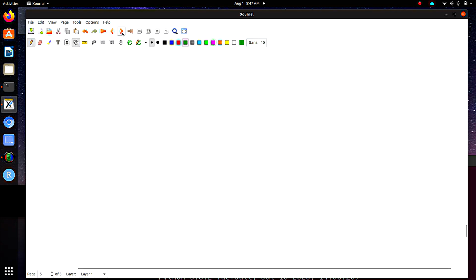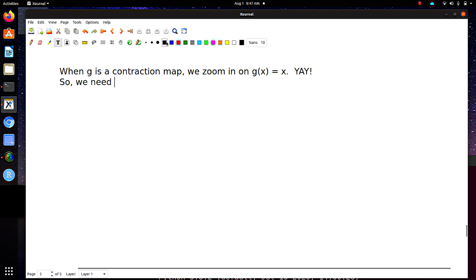Okay, so let's write that out again. Let's write that out in a way that makes sense. When G is a contraction map, we zoom in on g of x equals x. Yay! So we need the absolute value of g prime of x to be less than 1. Okay?